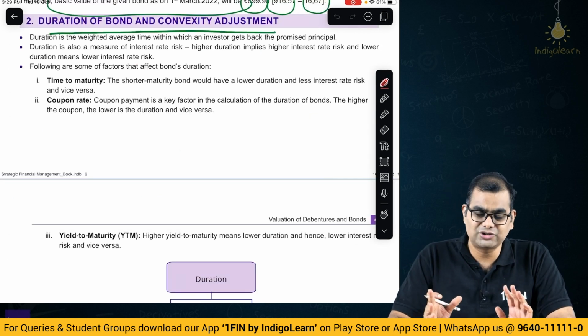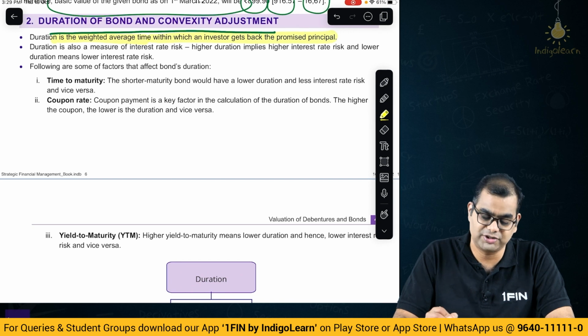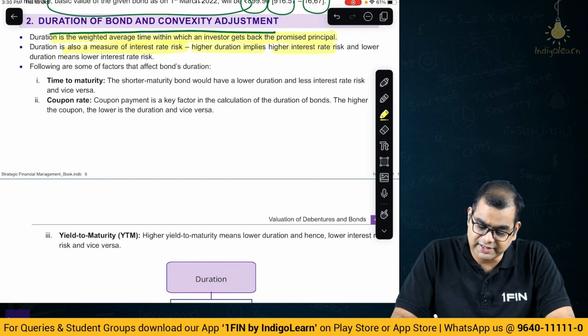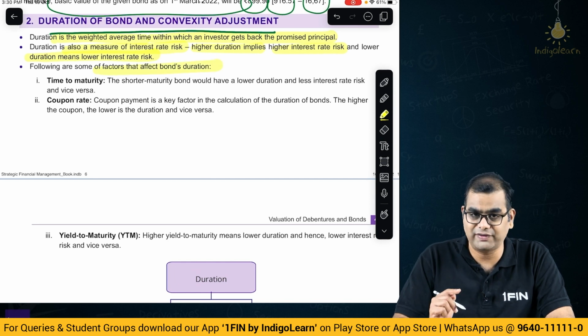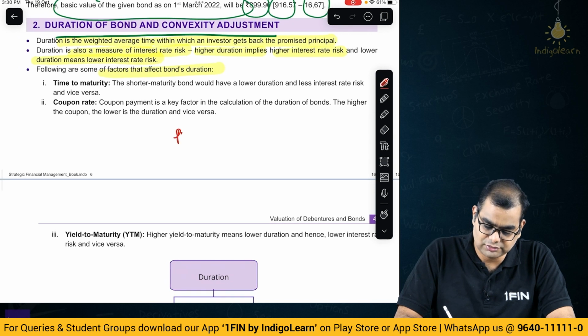So, after having understood it from an immunization angle, let us actually see what is duration. Let us look at the definition of duration. Duration is the weighted average time within which an investor gets back the promised principal. It is also a measure of interest rate risk. That is, higher duration implies higher interest rate risk and lower duration implies lower interest rate risk. Following are some of the factors that affect a bond's duration. I explained to you what is duration. Duration is present value of cash flows weighted by time.